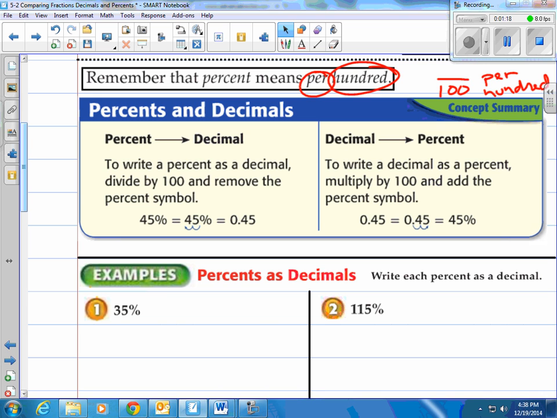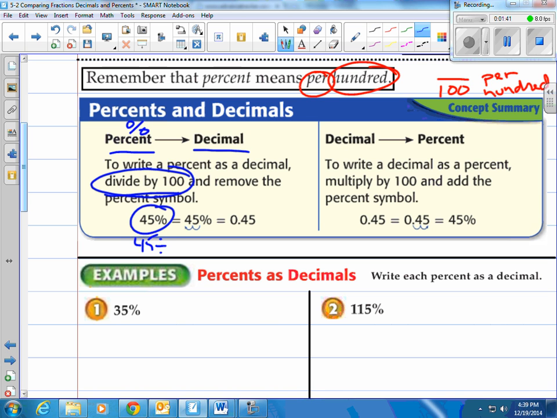concept summary, percents and decimals: when we change a percent to a decimal, what we're really doing is dividing by 100. So when we change a percent, and this is the symbol for the percent, you've seen that before, to a decimal, again, you're dividing by 100. So when we take 45%, we change that to our decimal, we literally are dividing this number 45 by 100. In essence, what that does is just move the decimal over 2 spots and gets rid of the percent. So you'll end up with 0.45.